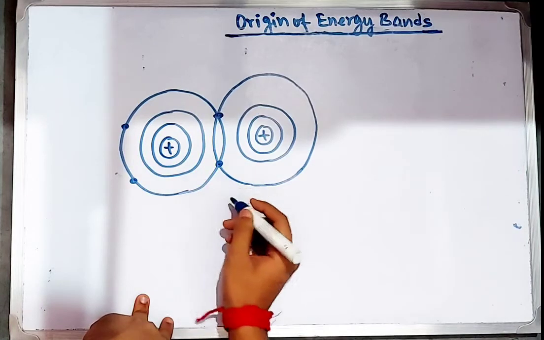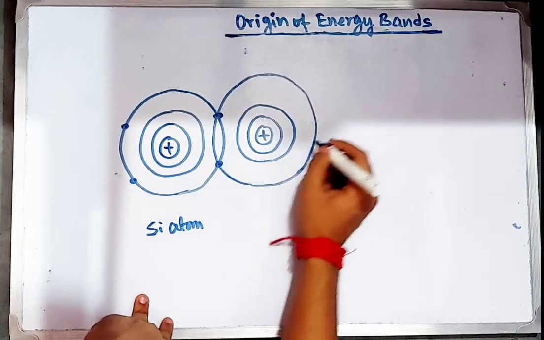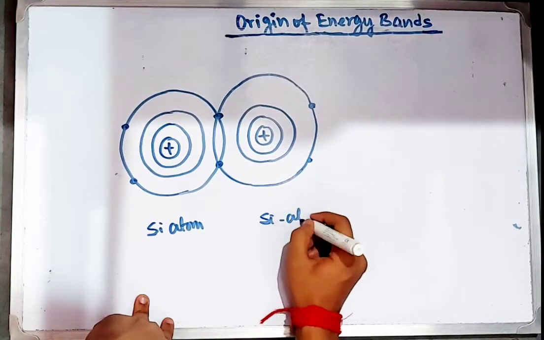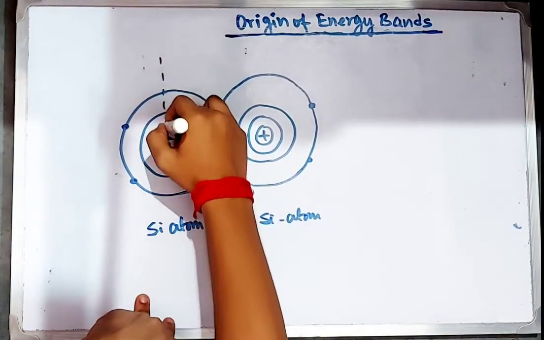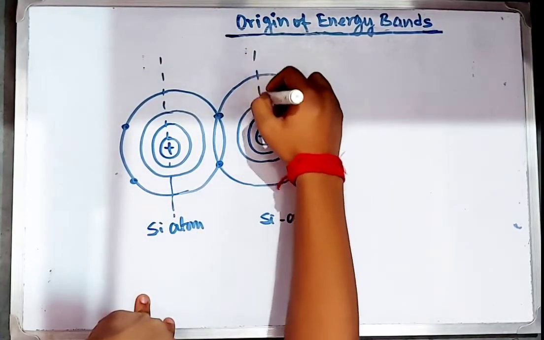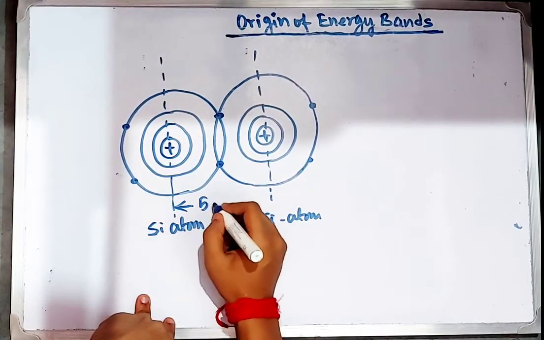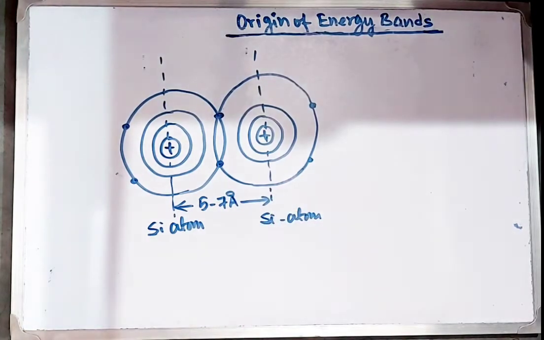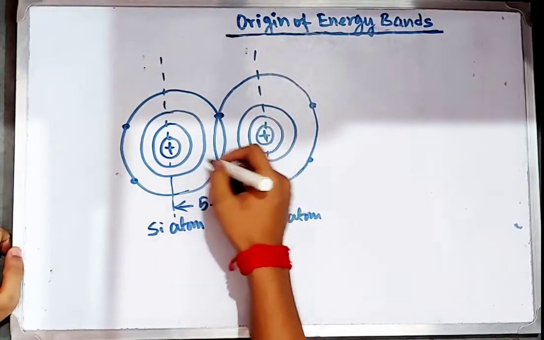And these are the 4 valence electrons for this silicon atom, and these are the 4 valence electrons for this silicon atom, and the distance between the two nuclei should be less than 5 to 7 angstrom. This is the criteria. And their outermost shells are getting overlapped because of this electron sharing.